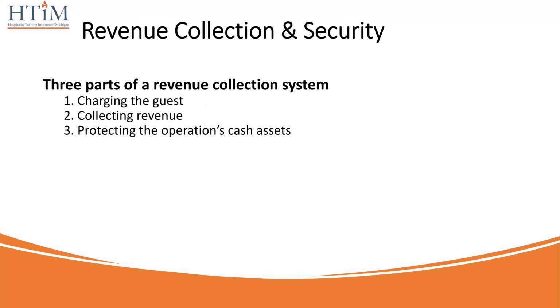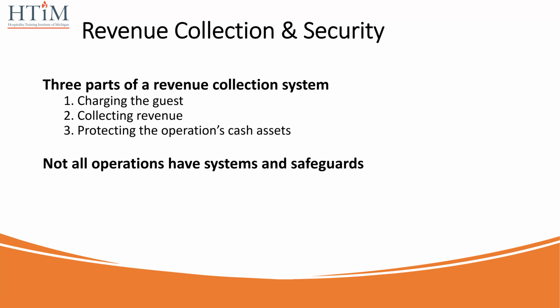Three parts. Charging the guest, making sure we get that accurate, everything they ordered. Collecting the revenue, and there's a number of different ways to do that. And then once we've got the revenue, whether it's cash or credit, or I don't know if you guys accept checks still, how do we protect that operation's cash assets? Not all operations have systems and safeguards in place. So there can be movement or room for sticky fingers.